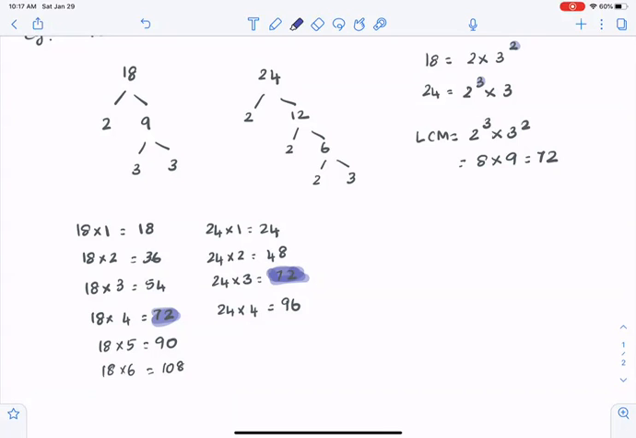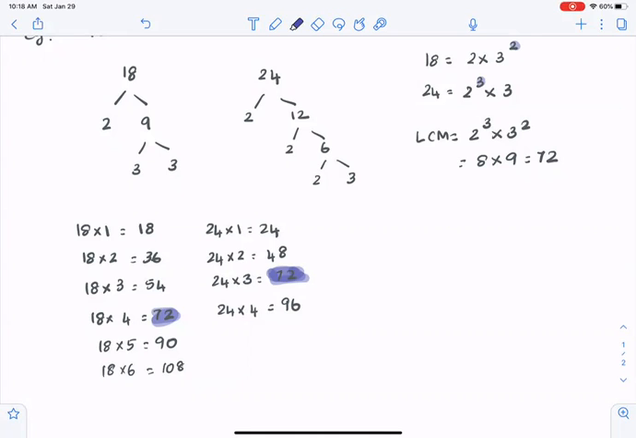Now, you can easily argue, well, there could be more down below for 18 and 24. Could there be another common multiple? Absolutely. There are definitely more multiples after this that would be common to both. However, they're all bigger than 72. We are looking for the least common multiple.